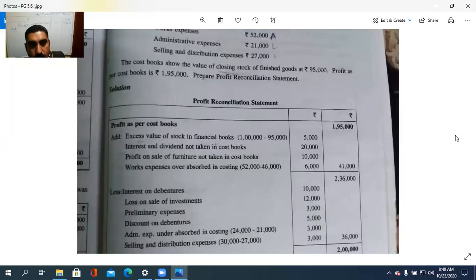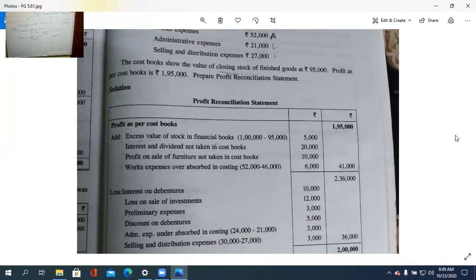Excess value of stock in financial books, add. Excess value of stock in financial books. How much? 1 lakh is the amount, minus 95,000. So how much is it? 5,000. Then interest and dividend, not to be taken in cost books. It need not be taken, it is a case to be taken in financial books. Not to be taken in cost books. How much is it? 20,000.